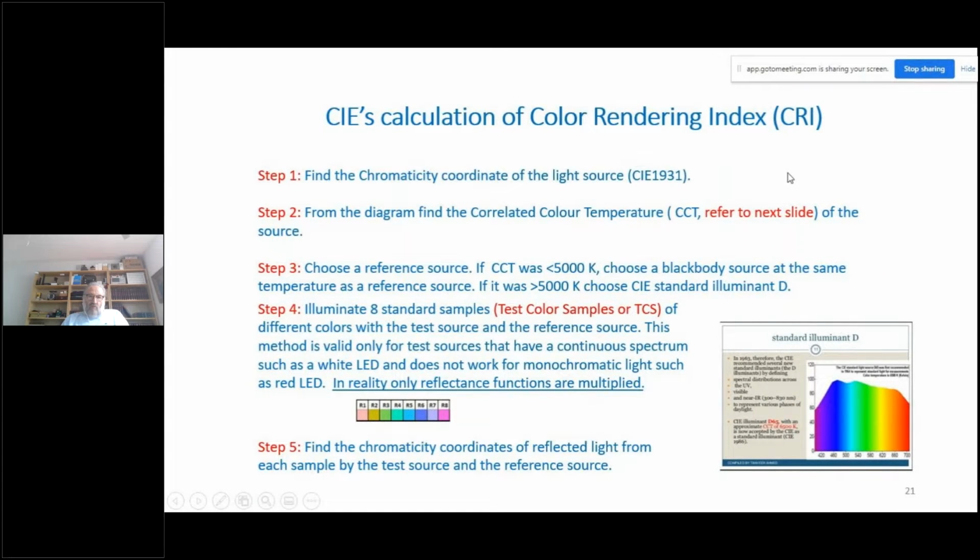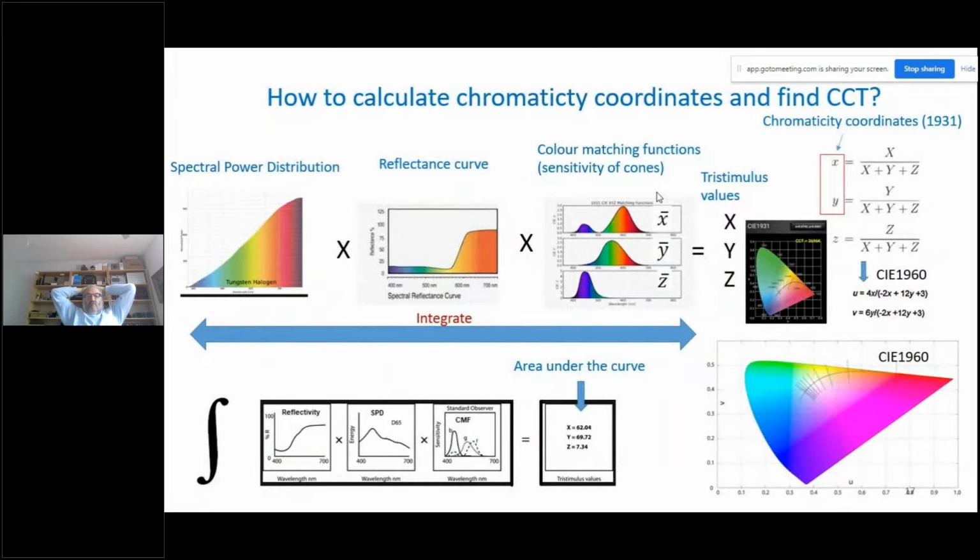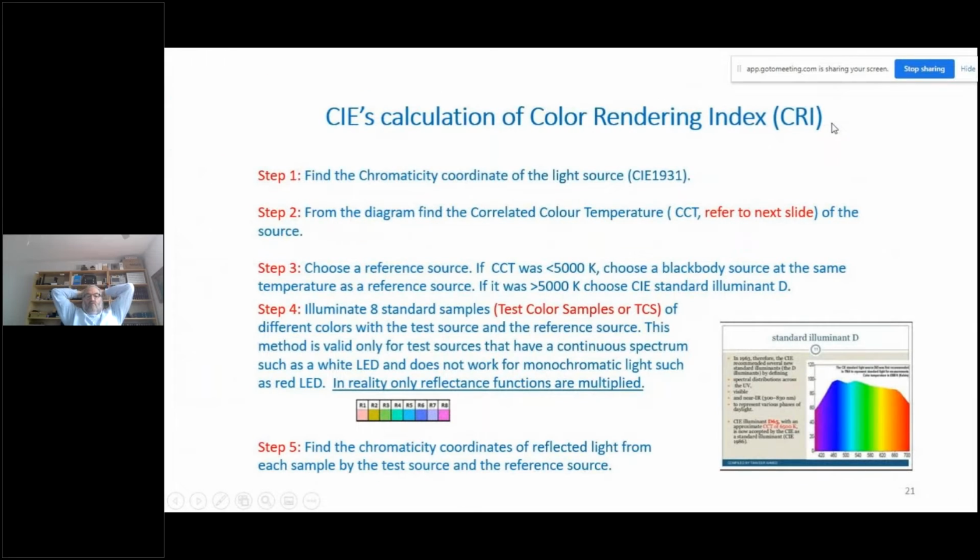So I very briefly want to mention how CRI is calculated in the CIE's standards. Not going into too much math, just very, very briefly. First of all, you find the chromaticity coordinates of the light source in 1931, which we already covered, how we do that, which is on this top right corner. And then after that you do the transformation to 1960 and find the CCT of the source. Okay, so correlated color temperature.